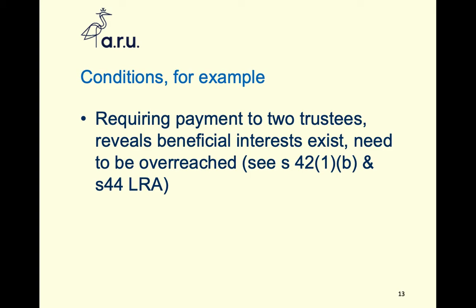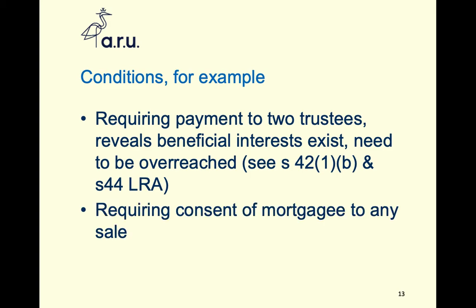Obviously, if they're not trustworthy, that might not happen. So the condition that she could place on the register is not just that she exists, but where she wants that money to go so that she's protected. It could also be a condition that the mortgagee has to give consent before selling. So this is the bank, for example, could require consent of the bank to sell.